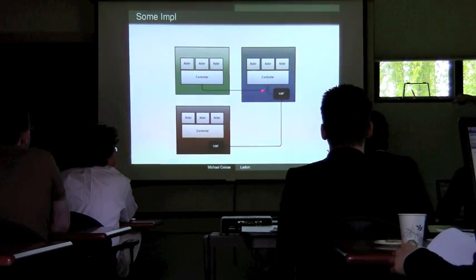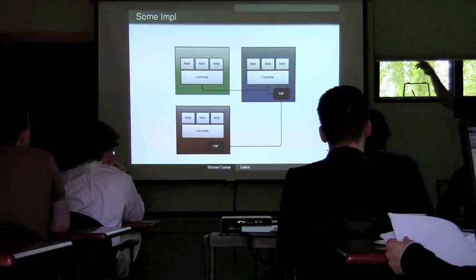Controllers often communicate to each other. The idea of the controller is to abstract away these things of an actor.